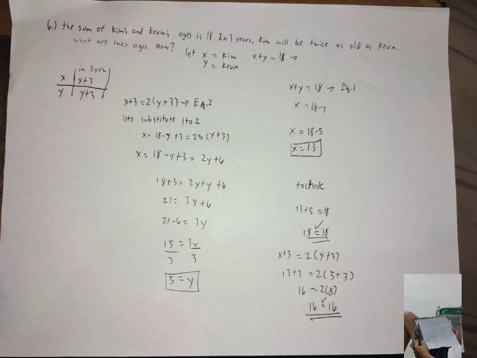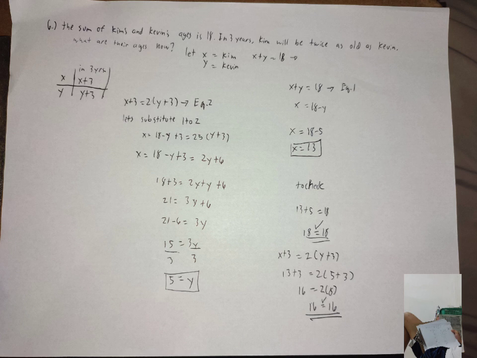So x plus y equals 18. So in 3 years, the age of Kim would plus 3 and also for Kevin. So x plus 3 equals 2 multiplied by y plus 3. That's for equation number 2. And for equation number 1, x plus y equals 18. And so let's first solve equation number 1.